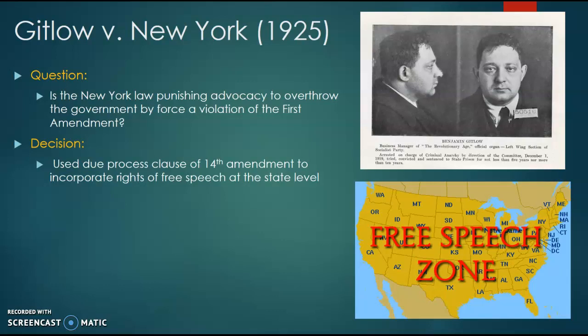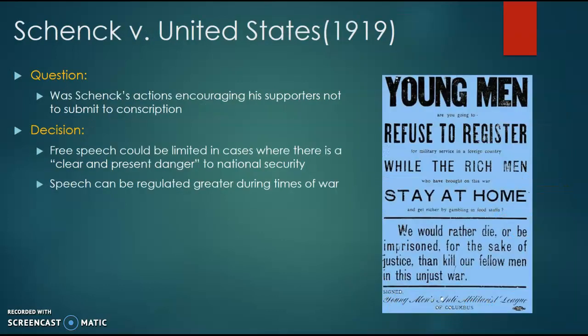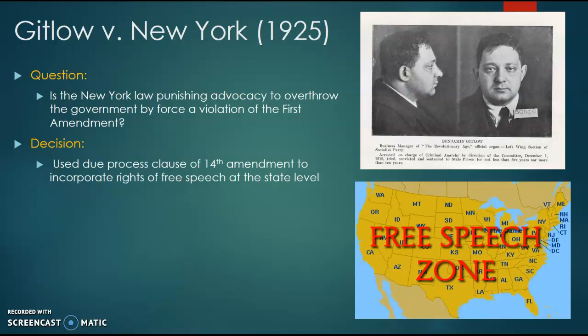Final case, we have Gitlow v. New York, and I'm kind of mixing these two, and that's my fault. I want to be clear here. If Shank basically established the clear and present danger test of when you could limit speech, Gitlow, a couple years later, kind of took it a little further. And so, you can see here that New York had punished Benjamin Gitlow for advocating for the overthrow of the U.S. government, right? And basically, Gitlow sued New York and said, this is in violation of my due process clause, and the decision incorporated it.